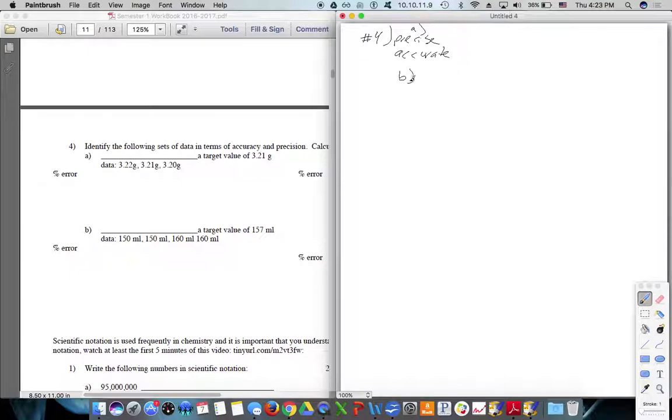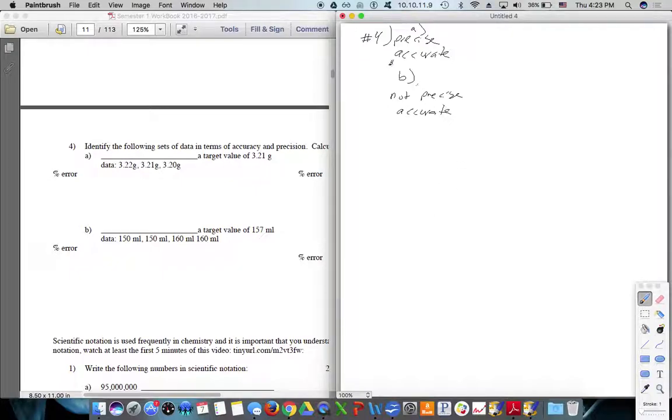B, we have 150, 150, 160, 160. These are not precise because they're far away from each other. These 2 are precise and these 2 are precise, but when you put all 4 data points together, not so much. The average, though, of this is going to be 155, so it makes it accurate.